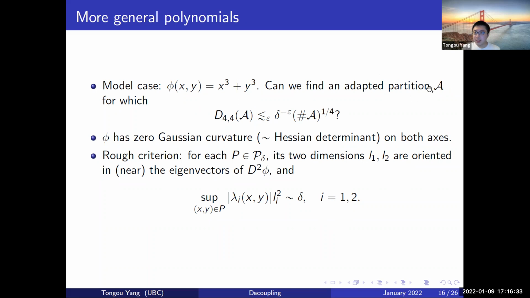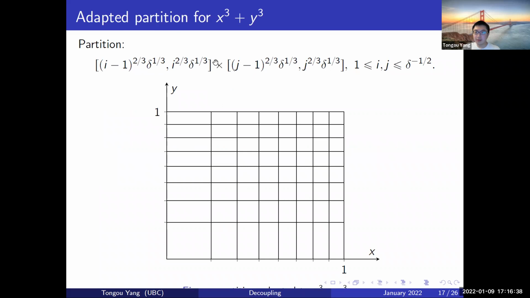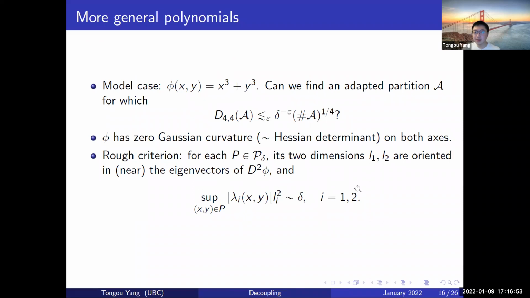we can define a partition roughly to be the Cartesian product of the individual partitions in 2D. So we know that in 2D we chose this partition on the x-axis, and in this case it suffices to choose the same partition on the y-axis because of the symmetry. And this criterion is just a restatement of the 2D decoupling when we were making the partition.